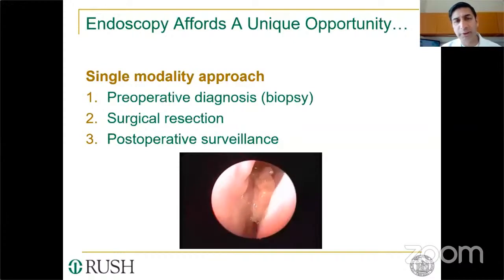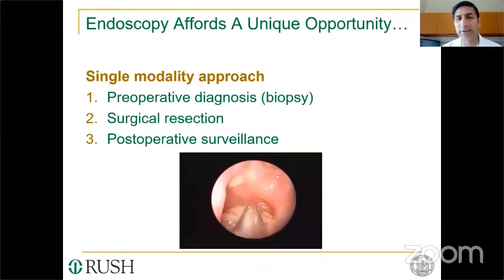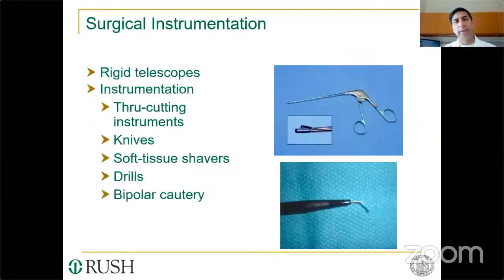Even though this is a sphenoid IP, this is one where you can resect this disease to negative margins, and this patient can go home, frankly, the same day, because it doesn't involve any critical structures within the sphenoid sinus. So when you think of your surgical armamentarium for these tumors, certainly I think through-cutting instrumentation and rigid scopes are essential. This is an ophthalmic crescent knife.